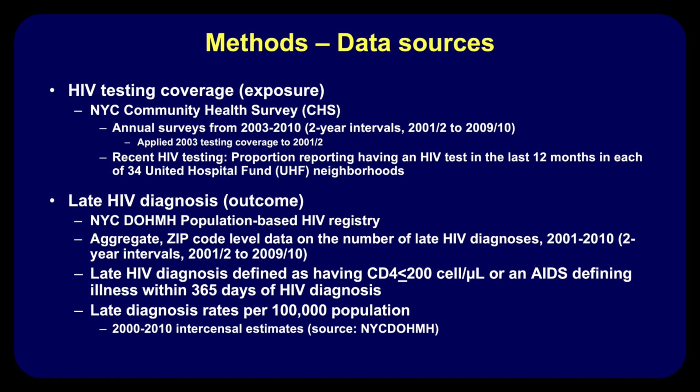And we defined a late diagnosis as having these criteria: a CD4 count less than 200, or an AIDS-defining illness within 1 year of an HIV diagnosis. And then we used census data to calculate the rate per 100,000 population of late HIV diagnosis. And this was important because we're looking in neighborhoods, and if we were just looking at the numbers and comparing the numbers of late HIV diagnosis, we wouldn't be able to compare neighborhoods. Every neighborhood has a different number of people living in it and a different number of people with HIV. And so we needed to bring in denominator data to use rates as the outcome.